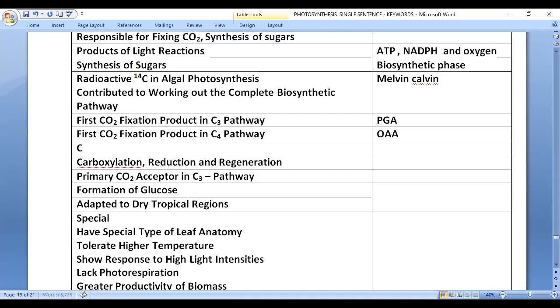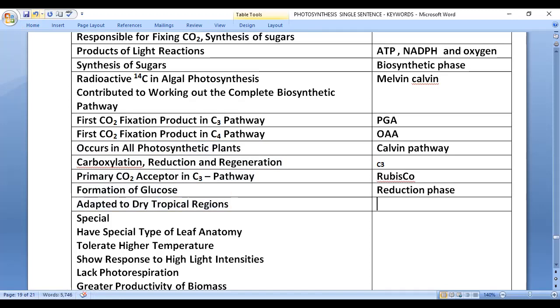Calvin pathway, which occurs in all photosynthetic plants. Carboxylation, reduction and regeneration in C3 plants. The primary carbon dioxide acceptor in the C3 pathway is Rubisco. Formation of glucose is the reduction phase.